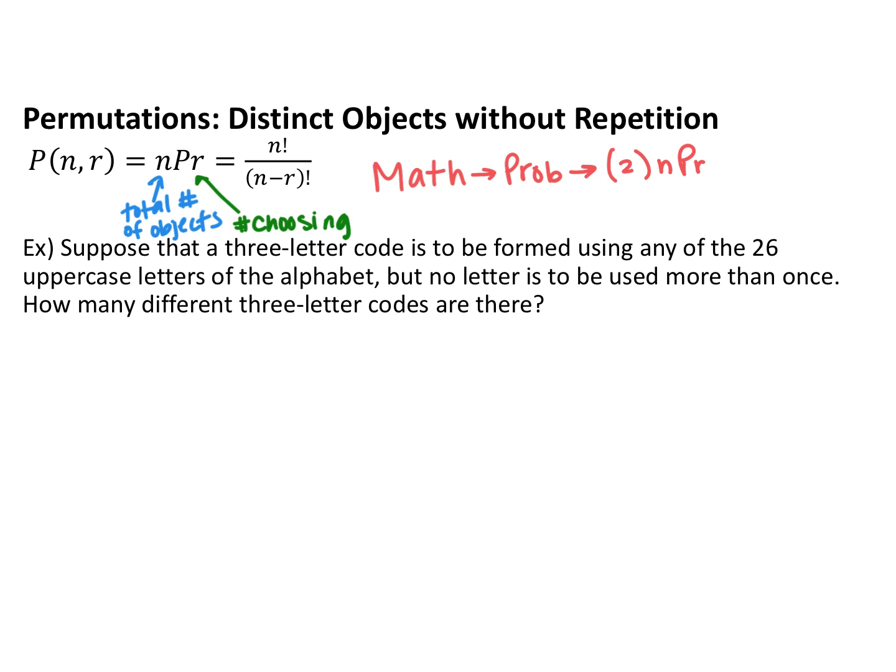So suppose that a 3-letter code is to be formed using any of the 26 uppercase letters of the alphabet, but no letter is to be used more than once. How many different 3-letter codes are there to be? So similar to the previous question, but now there's this stipulation that you can't repeat.